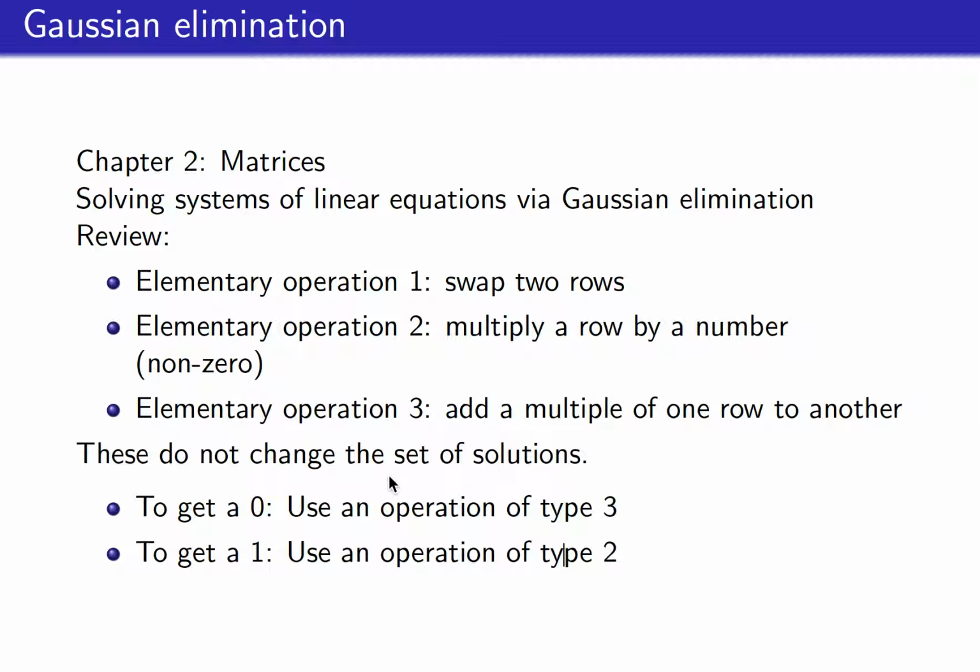And the idea is if I do these operations in the right order and do the right ones, then I'll end up with something that is much easier to understand. Whenever we want to get a 0, we use an operation of type 3. Whenever we want to get a 1, we're going to use an operation of type 2. Sometimes operations of type 1, as you saw last time, would be involved in the process of getting here.